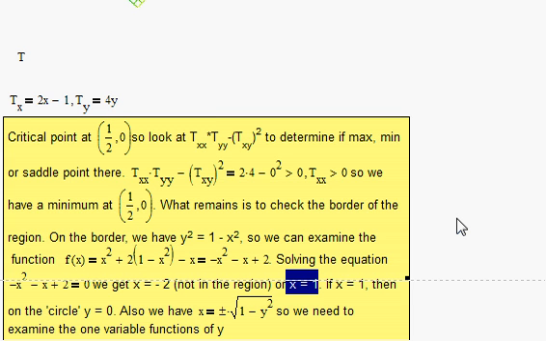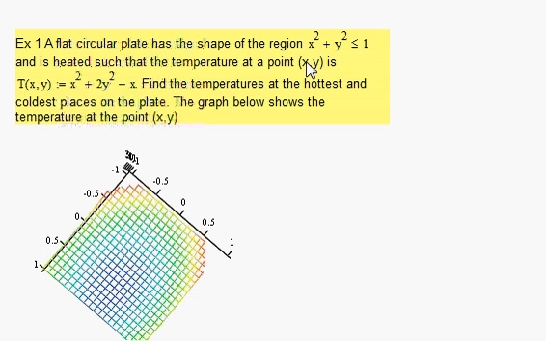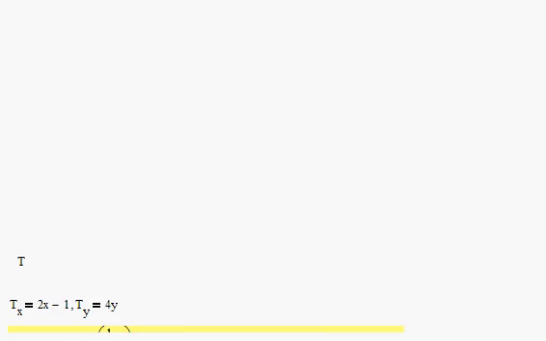If x equals 1, then we're on the circle at the point where y equals 0, because if x equaled 1, then y squared is less than or equal to 0, so y has to be 0.